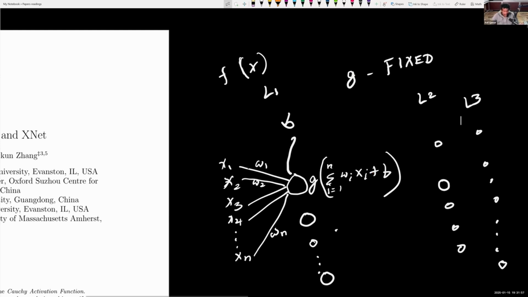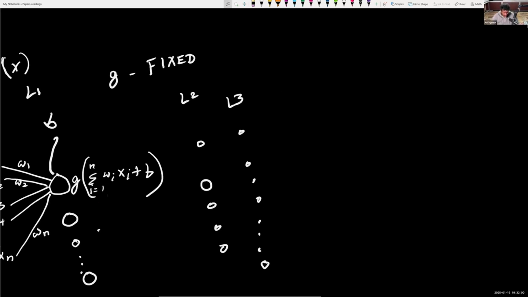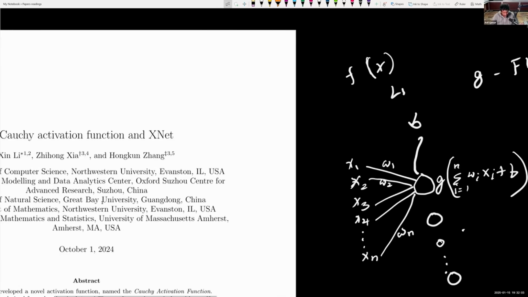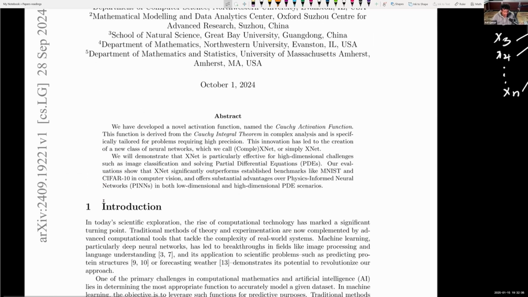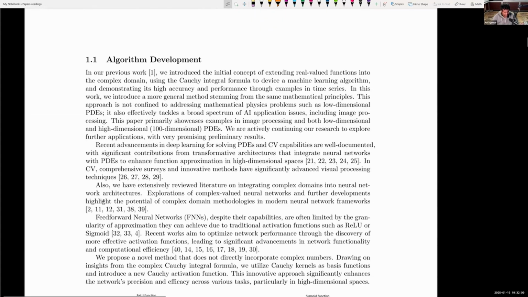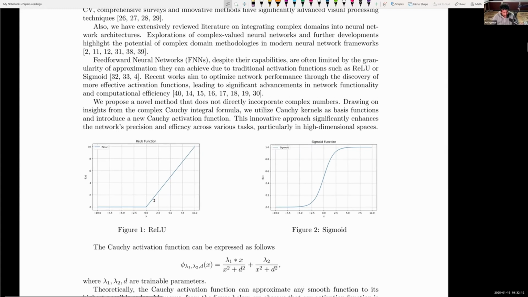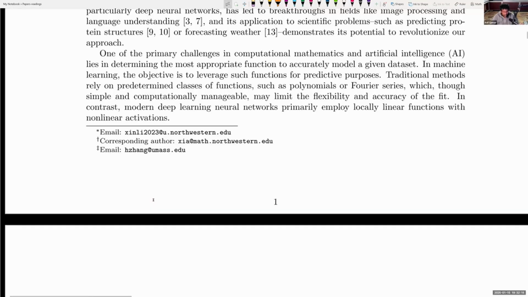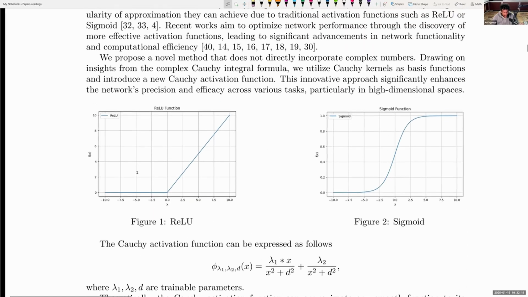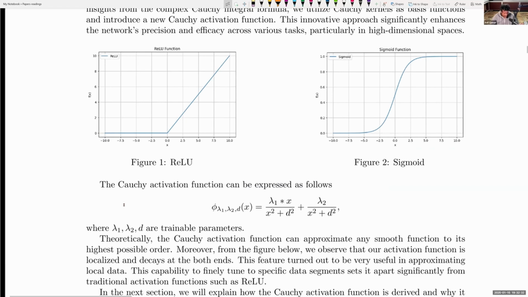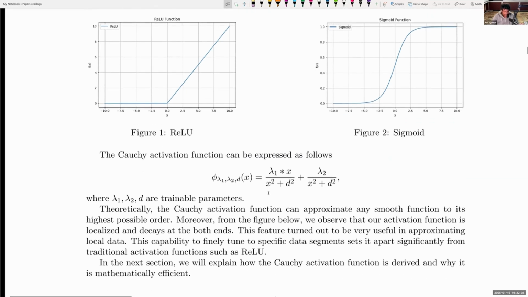Okay. So now let's come back to this paper. What this paper is trying to say is it's proposing a new activation function, and this activation function is coming from the Cauchy integral theorem. So let's just look at the ReLU function that I talked about. This is pretty popularly used, and then this is the sigmoid function. This is how it looks. And the Cauchy activation function that this paper is proposing is a learnable activation function. So that looks like this.